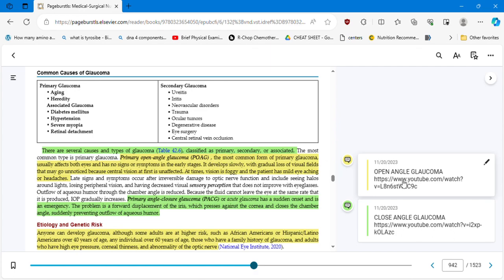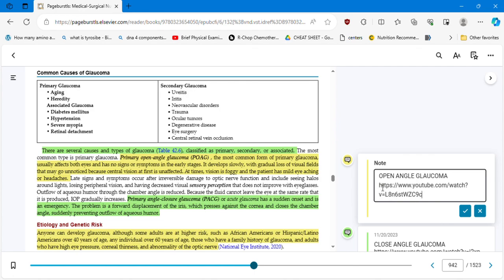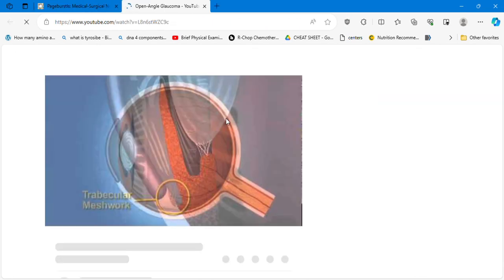So let's see the video about the open angle glaucoma to make the difference. At this point, we should be very familiarized with this condition.